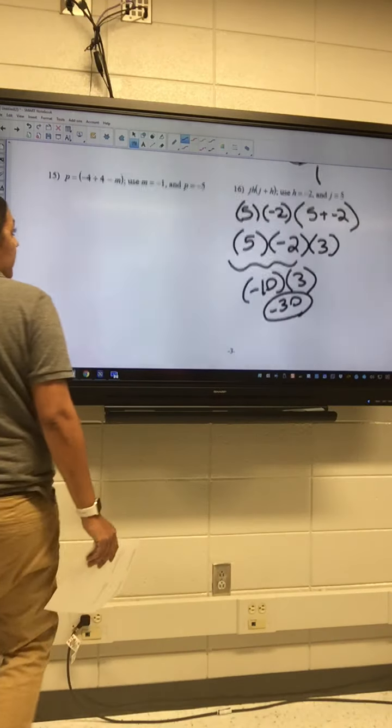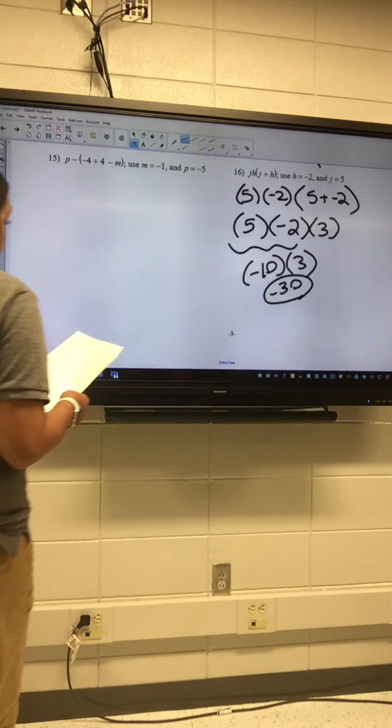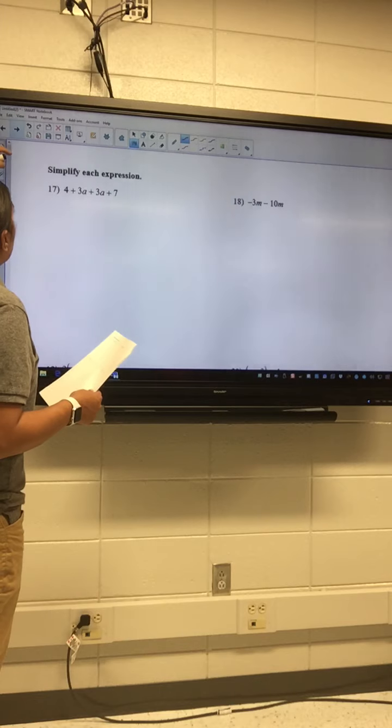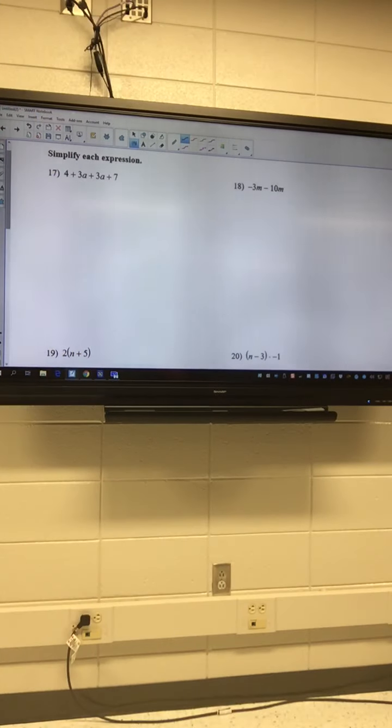Let's scroll down a little bit. Okay, go to the next page. The last page on here is combining like terms. So if we look at 17, we got 4 plus 3a plus 3a plus 7. What can we combine?